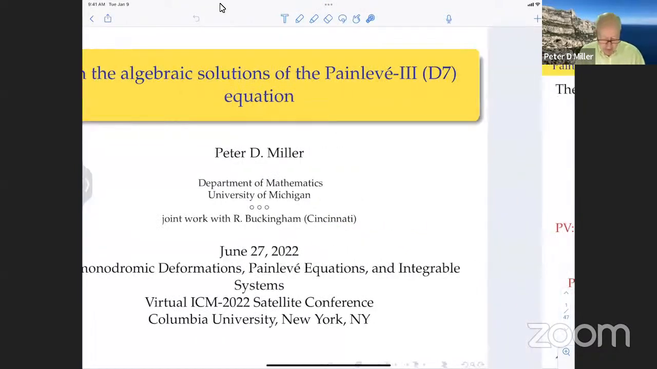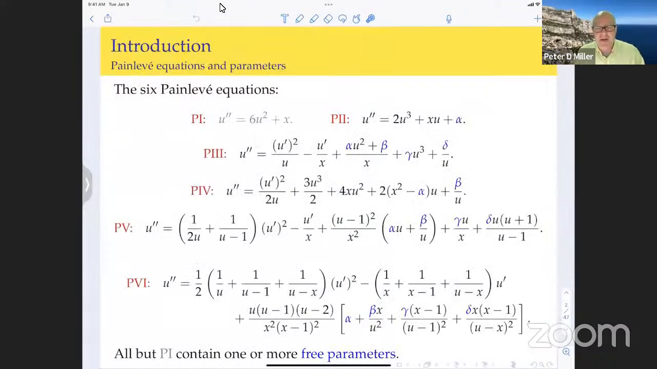Okay. So just to start out, here on this slide is my slide of all of the Painlevé equations. Okay, so P1 through P6, and all of them except for the one that's in gray. That's the Painlevé-I equation. All of them except that have one or more free constants in the equations, and they're indicated with the blue color. So Painlevé-II has just the constant alpha, and Painlevé-III has four constants, alpha, beta, gamma, delta, and so on in the equation.